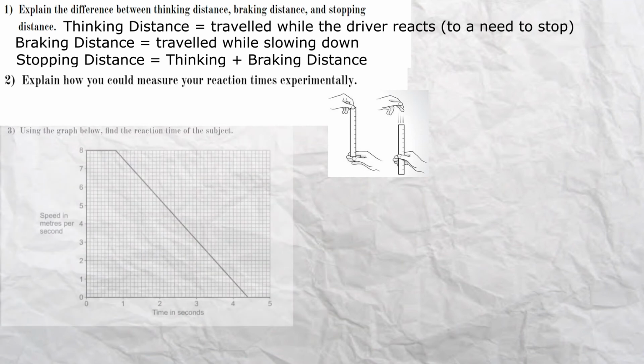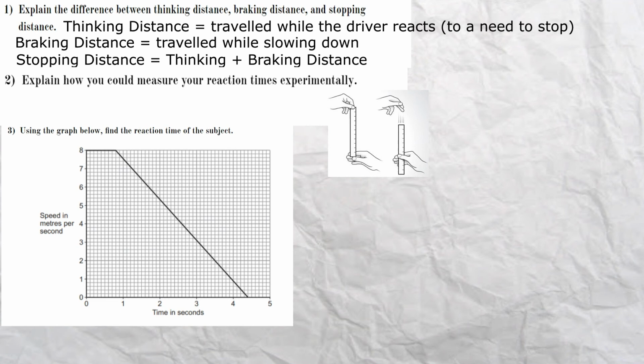Question 3. The graph question. Well, the graph shows someone slowing down. But what is the reaction time? Well, while the driver reacts, the car doesn't change speed. He hasn't touched the brake yet. So how long does it take for the speed to start to change? According to the graph, that's 8 of those little squares, or 0.8 of a second.